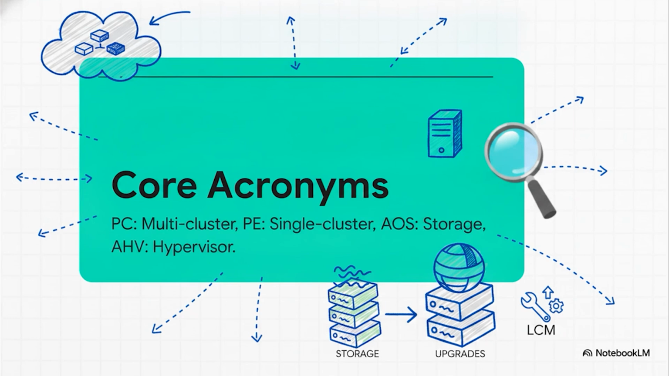Now, before we get too deep into the weeds, let's just make sure we're speaking the exact same language. So let's quickly review these acronyms. PC is Prism Central, that's your multi-cluster management plane. PE is Prism Element for managing a single cluster. AOS is the Acropolis operating system, basically the core storage fabric. AHV is the Acropolis hypervisor, which is Nutanix's native hypervisor. And finally, LCM is the lifecycle manager, which is what we use for crucial upgrades. Keep these locked in your mind as we go.